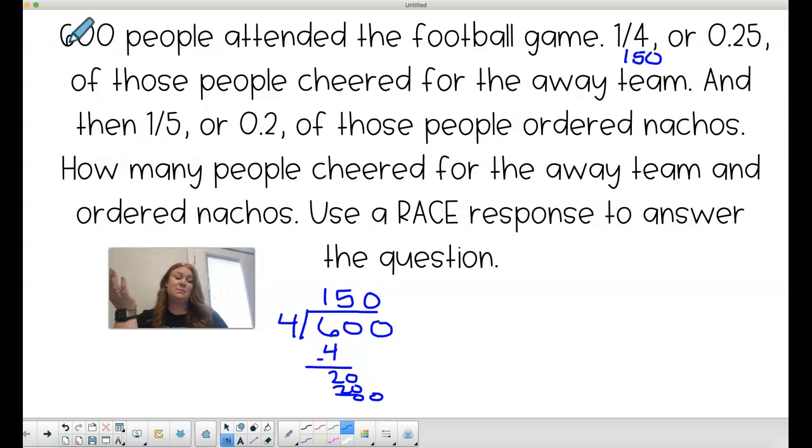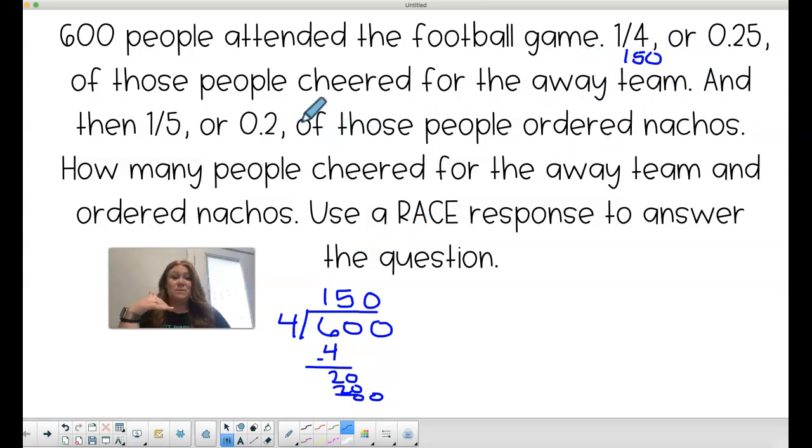Does that make sense, right? 1/4 of the people, 150, right? Half of 600 is 300. Half of 300 is 150. That's 1/4 of it. So 150 people cheered for the away team.